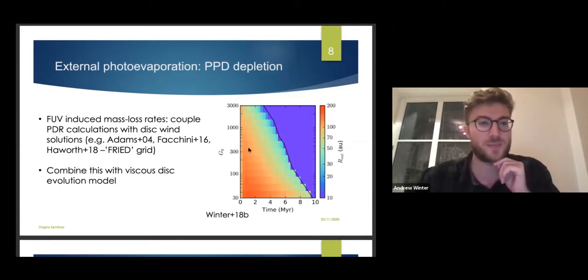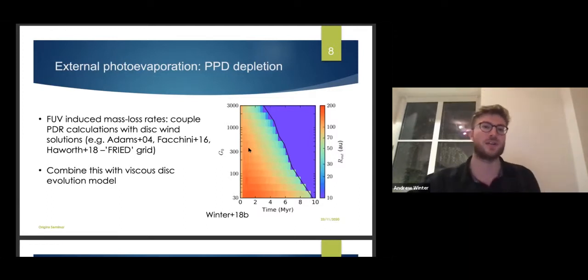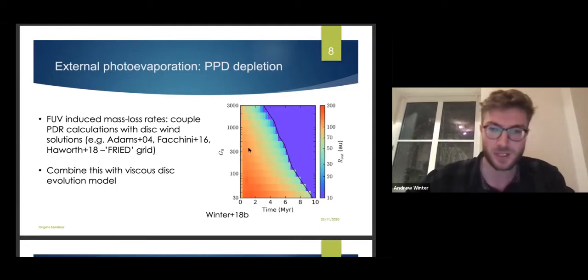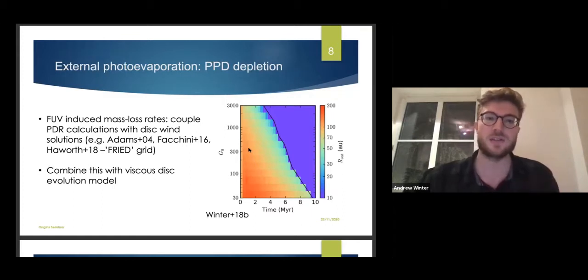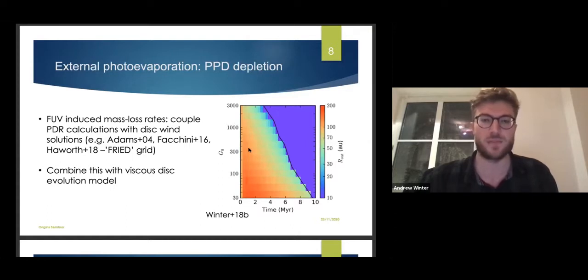A lot of work has been done on FUV-induced mass loss rates, which couples PDR calculations with disk wind solutions. There are a few examples of papers that are doing that. Tom Haworth has published a grid of models, which can be used just to estimate the mass loss rate given your disk properties and your FUV flux. In this figure on the right, what I've done is just taken a viscous disk model, so a disk just expanding radially and accreting onto the central star, and you apply these mass loss rates calculated from this grid. And this is for different FUV fluxes, which are measured in G naught, which is just multiples of the average, volume averaged solar neighborhood value of the FUV flux.